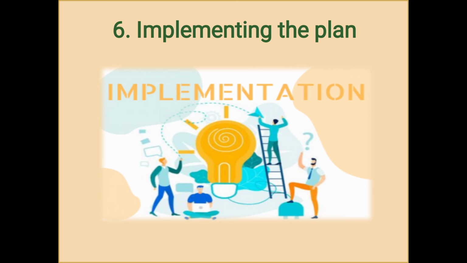The sixth step in planning process is implementing the plan. It means bringing your ideas or plans into action. In this step, managers communicate the plan to the employees clearly to convert the plans into action. That means the selected plan will be brought into action.